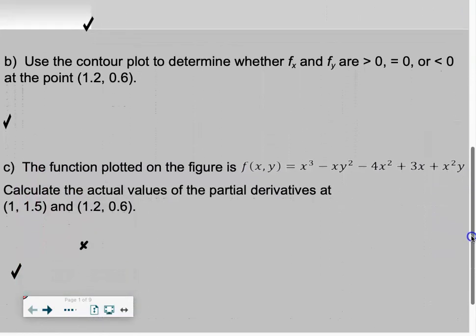There's more. The function plotted in the figure, I'm going to rewrite this so that those of you in the back can see it well. We have an actual function: x cubed minus xy squared minus 4x squared plus 3x plus x squared y. Calculate the actual values of the partial derivatives at 1, 1.5, and 1.2, 0.6, and see what you get.